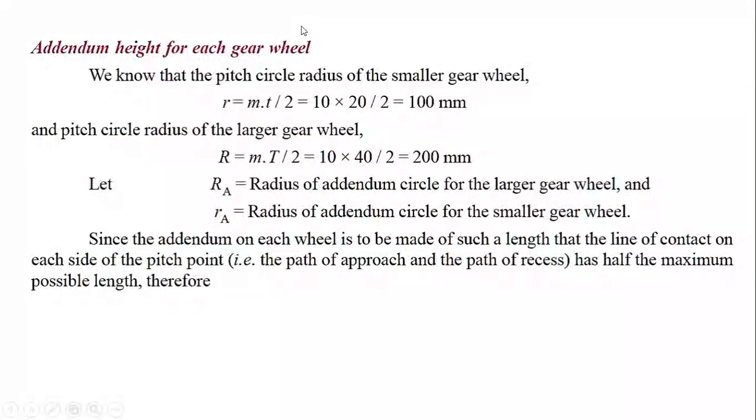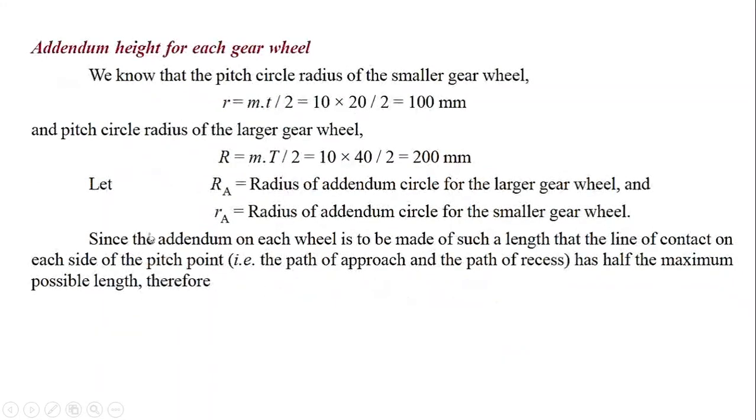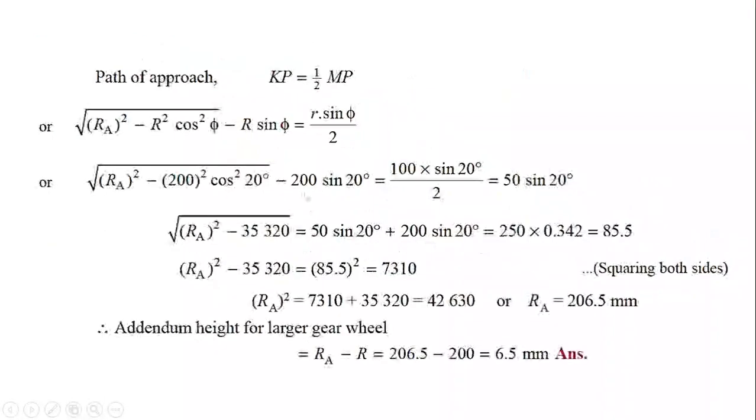First, addendum height for each gear wheel. To find it, use this relation: Kp equal to half Mp. This condition only is given, since the addendum on each wheel is to be made of such a length that the line of contact on each side of the pitch point, the length of path of approach and path of recess, have half the maximum possible length. This condition only you are using.